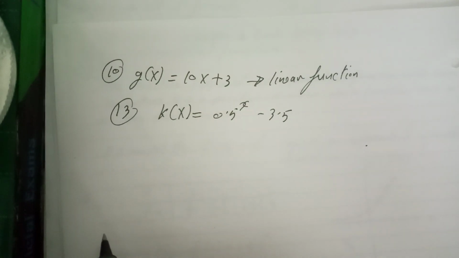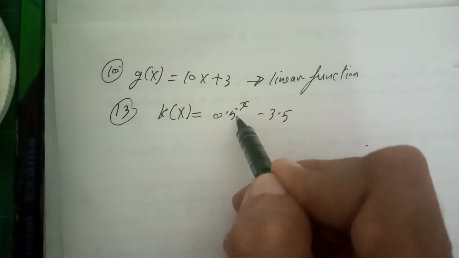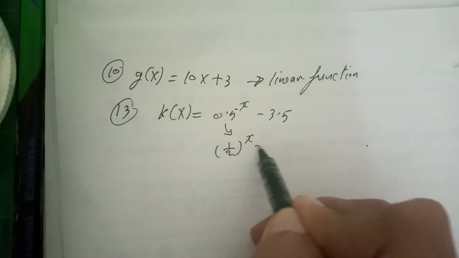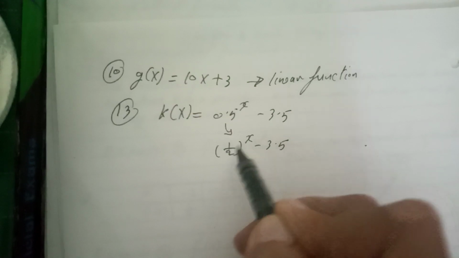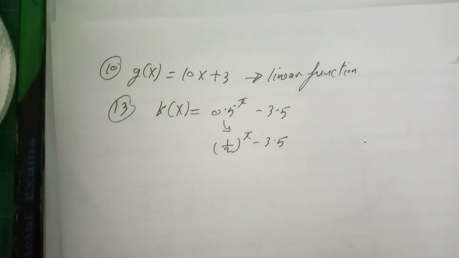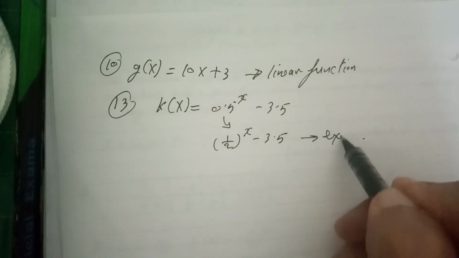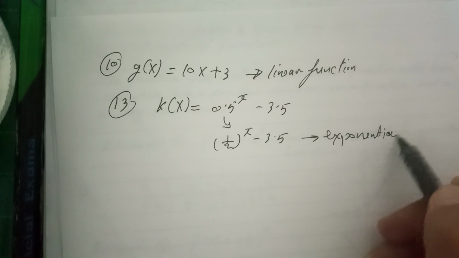What type of function is this? It's a decay. Why? Because 0.5 is half. We can say this is half power x minus 3.5. Since x is in the exponent and you have a base which is a fraction, it's a decay function. Or you can say that it's exponential decay.